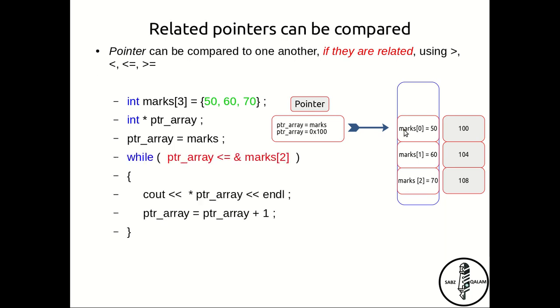So if you really want to print these elements in the array, all you do is you compare. Related pointers can be compared. You compare the pointer array with the last location of the array. In other words, the address of the last location of the array. So you're allowing this loop to continue as long as this pointer is less than or equal to the address of the last location. So both elements are related to one another because they refer to the same array.